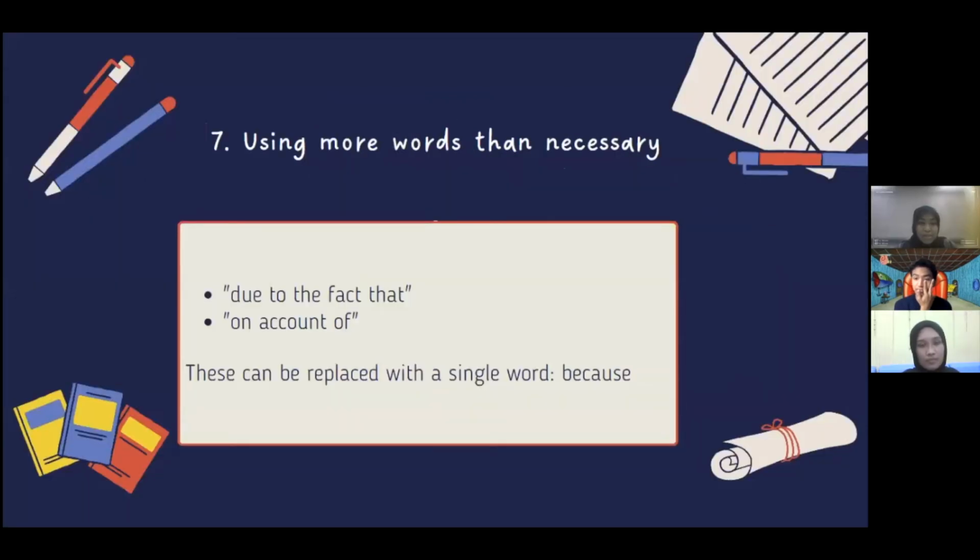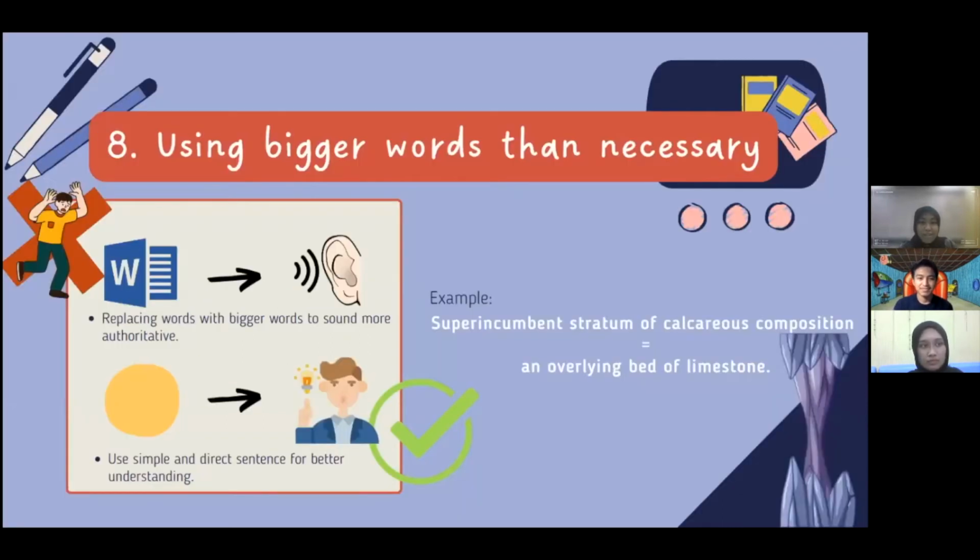Next. The seventh is using more words than necessary. For example, due to the fact that and on account of. These words can be replaced with a single word such as because. Okay, next. I will pass to the next presenter, which is Zakrul Iman. Okay, thank you, Ifa Farisha.